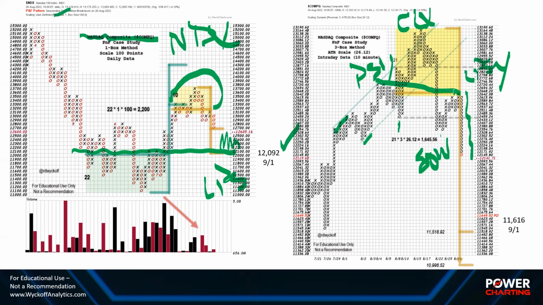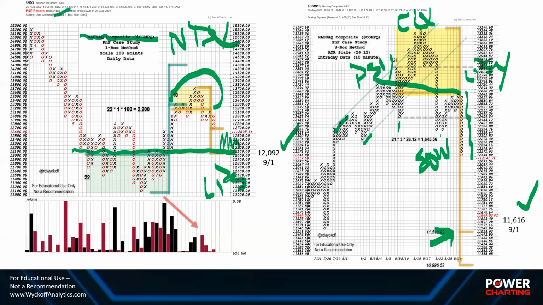So John, look where we are. We're down to 11,616 as of today. And you can see here that the count went to 11,518. This is really close to being able to call this a minimum objective being fulfilled. Now, again, keep in mind, this is a 10-minute point and figure chart. John, your thoughts? Well, certainly the milk was spilt and now we're into the tears.